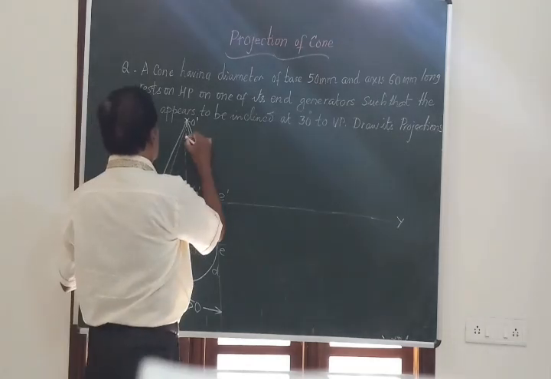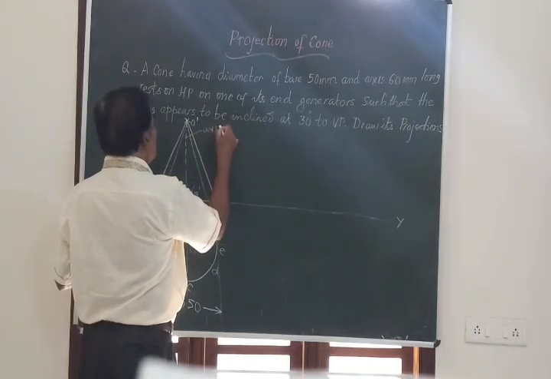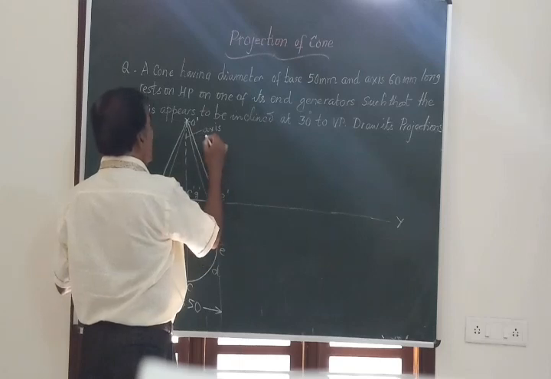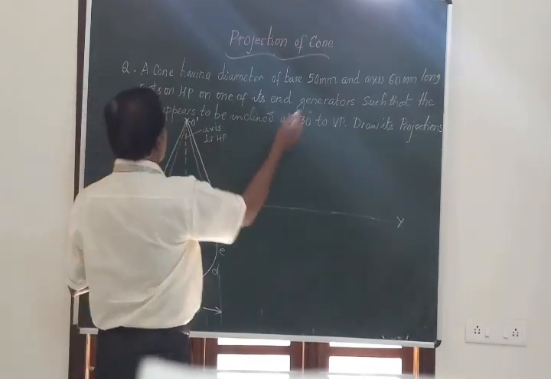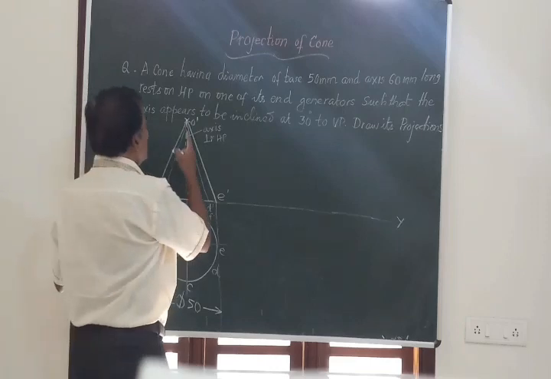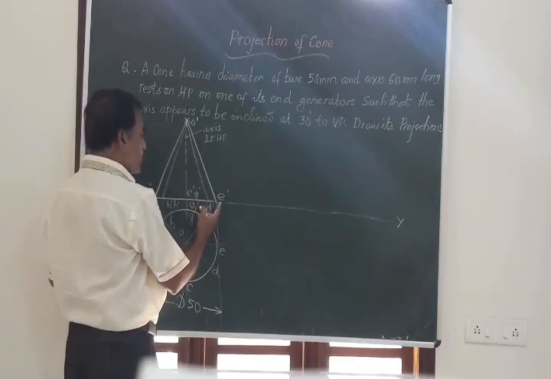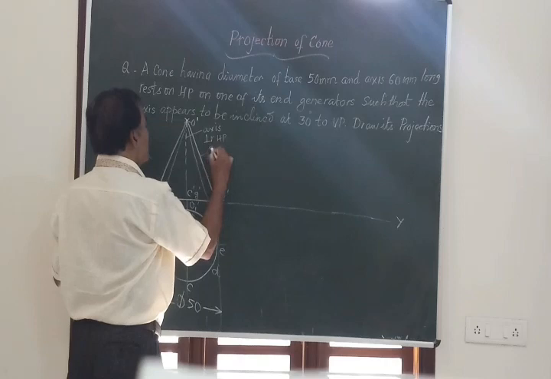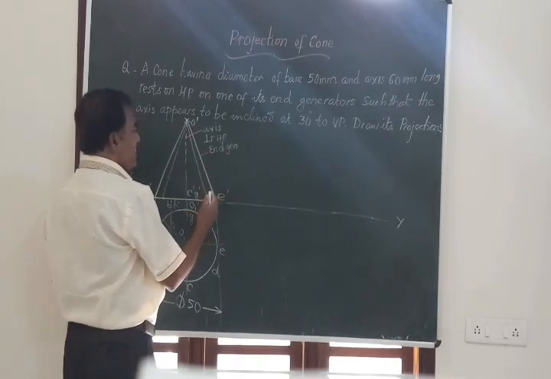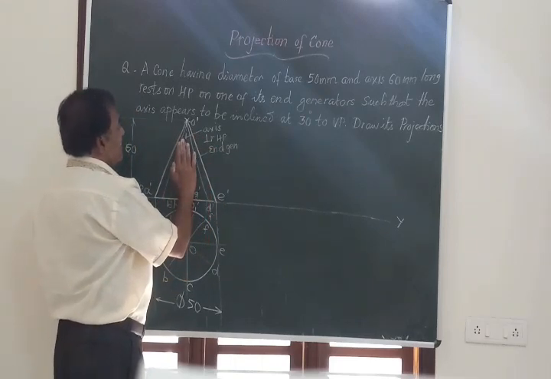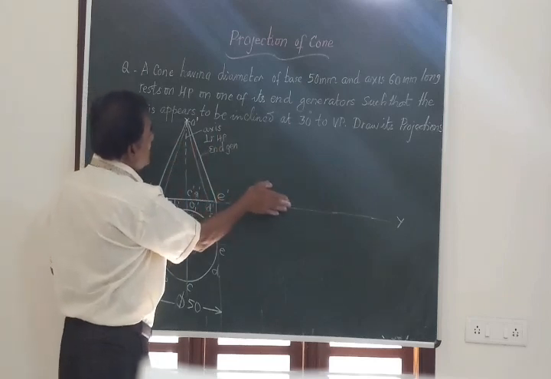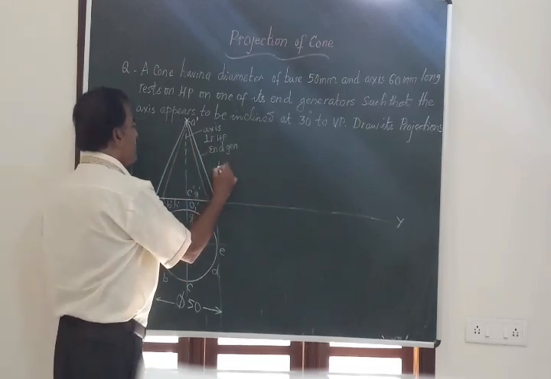Now you can see, friends, here the axis of the solid, O dash O1 dash, is perpendicular to HP. And here it says something about the end generator. Which is the end generator here? O dash E dash is one of the end generators. So I will mark it here. This end generator is making an angle with HP. It says the cone is resting on one of the end generators on HP. So this is the first position.